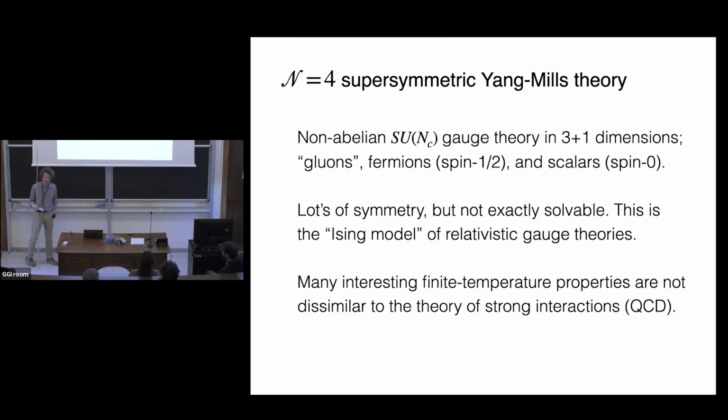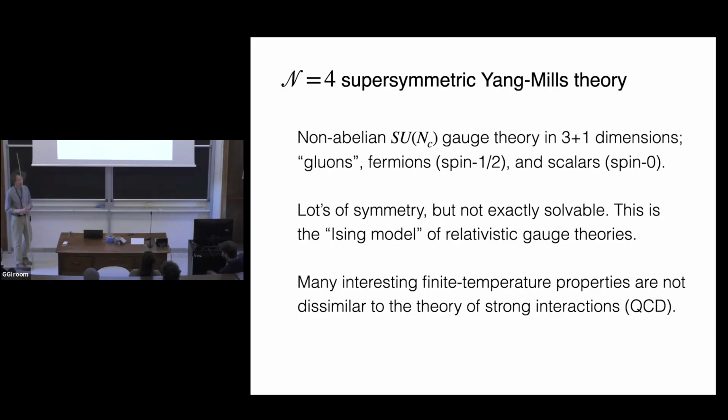So it's maybe a strange starting point for relativistic hydrodynamics. However, if you don't know anything about it, it's actually quite fascinating. So it's a non-abelian SU(N) gauge theory in 4 dimensions, and it has degrees of freedom, gluons, fermions, and scalar particles. It's not exactly QCD, but indeed it's a non-abelian gauge theory. It has lots of symmetry, but it's not exactly solvable. So in a sense, it's a simpler theory than QCD.